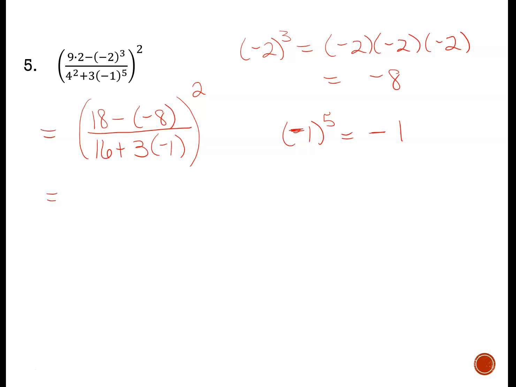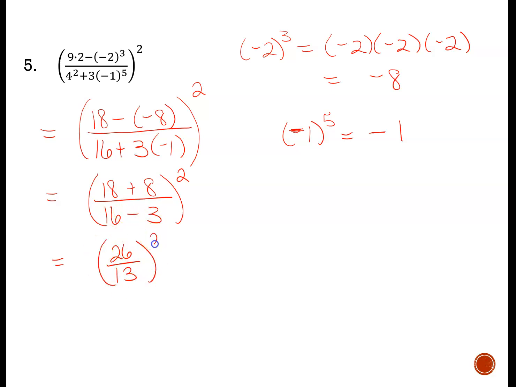Back to the top. 18 minus negative. Remember, if you need to, leave, change, turns that into 18 plus 8. On bottom, 16, I'm going to multiply on the bottom, the 3 times the negative 1. So it's positive 3 times negative 1 makes a negative 3. Keep the parentheses on the very outside with the exponent. Back to the top, 18 plus 8 is 26. On the bottom, 16 minus 3, parentheses, squared.